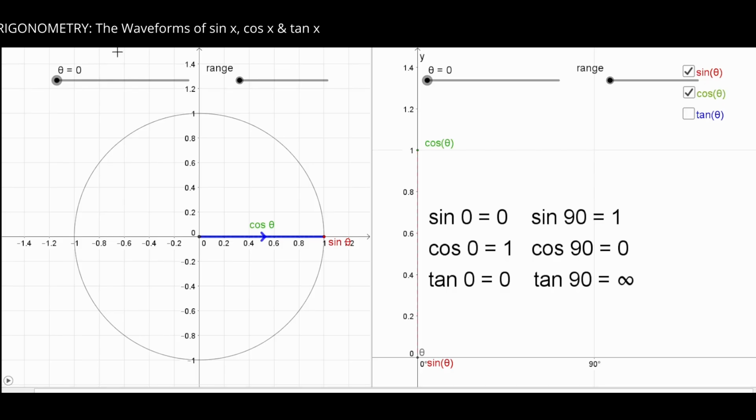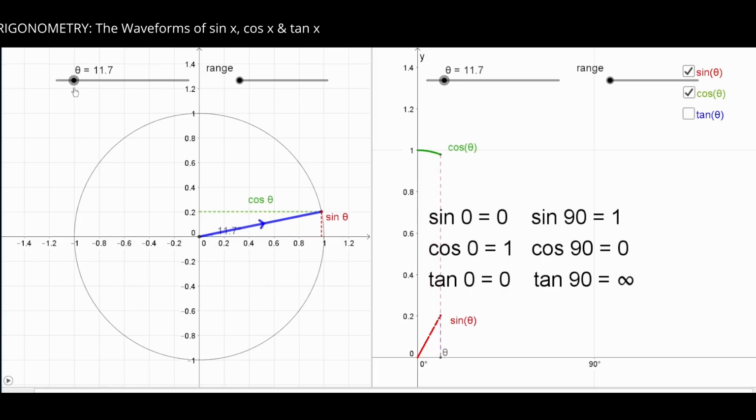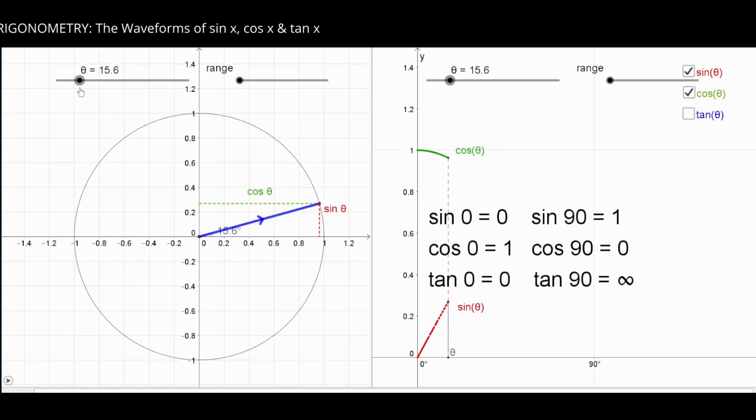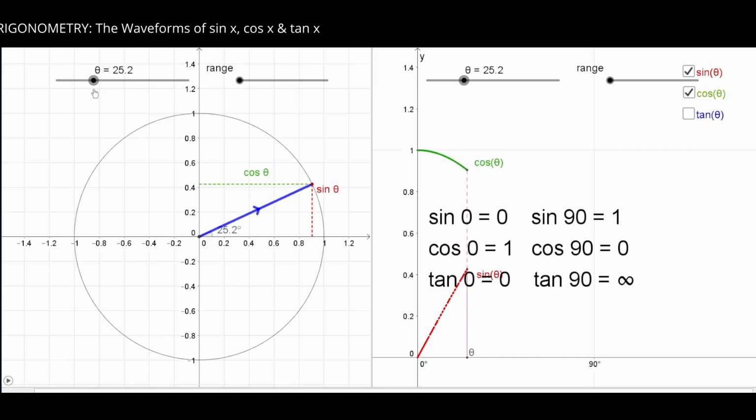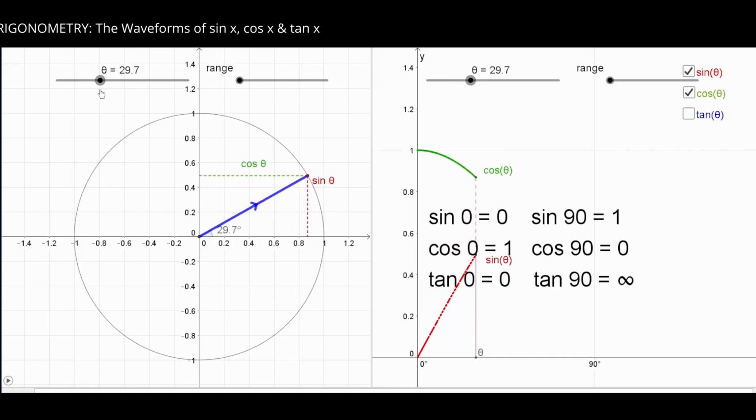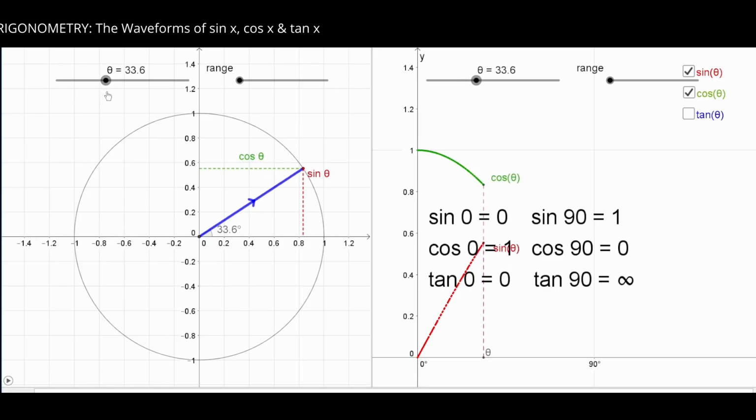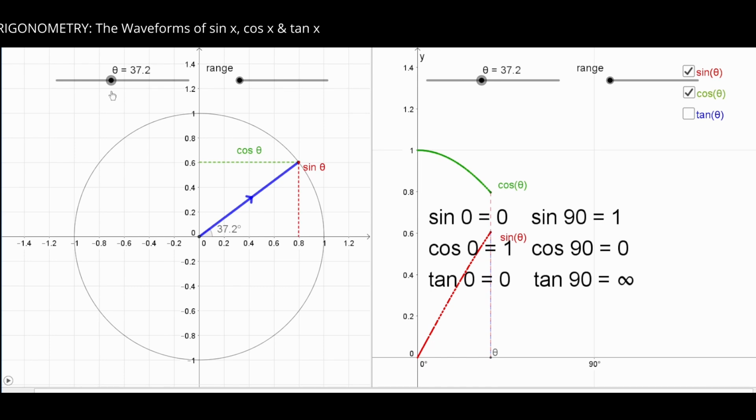I'm going to move theta upwards up to 90. I'll do it slowly. So here we go. I'm starting to move. So the triangle is beginning to form. Sine theta is climbing up and cosine theta is falling. You can see sine is climbing very quickly and cosine's only just beginning to start falling reasonably quickly as well, but it stayed at 1 for some time.